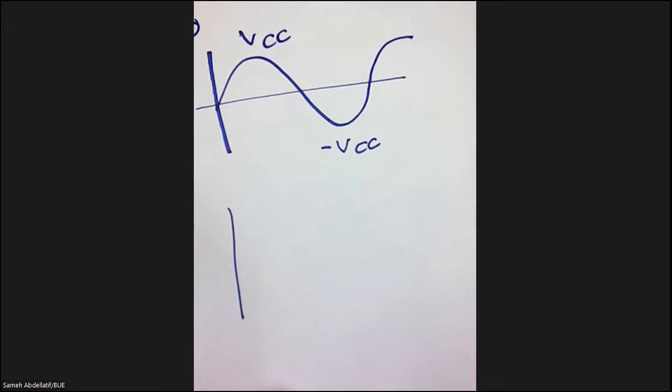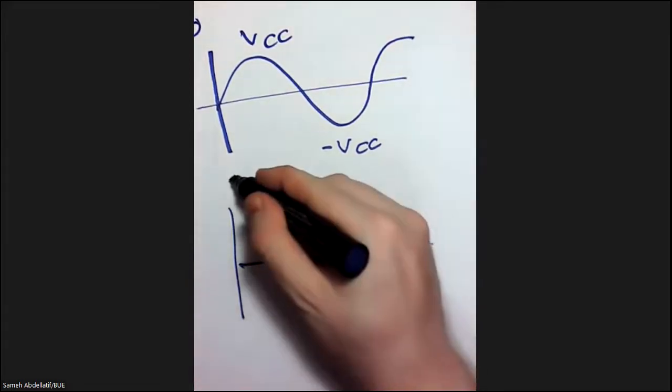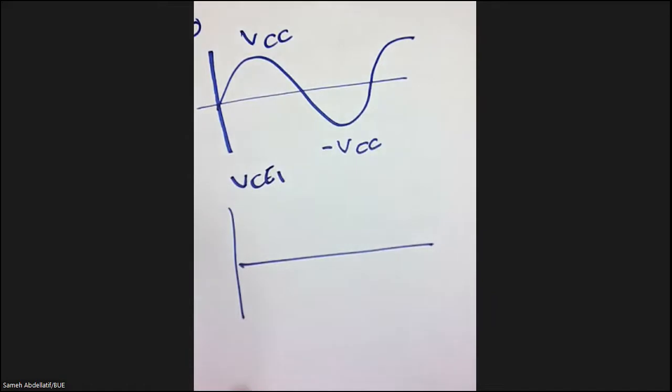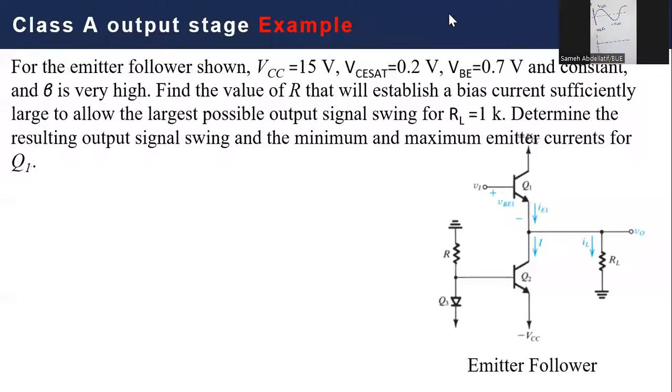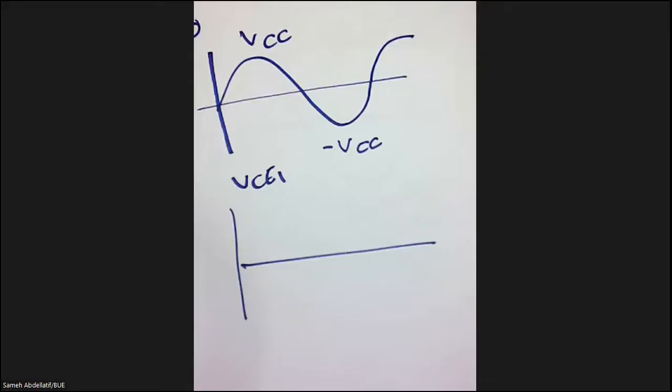Let's now try to discuss the second part, which is VCE1. What about VCE1? Back to our schematic. What is VCE1? Simply speaking, VCE1 is VCC minus the output. So VCC is a constant. We just plotted together the output. So this is just a subtraction of a curve. Let's do it. So VCE1 is VCC minus the output.